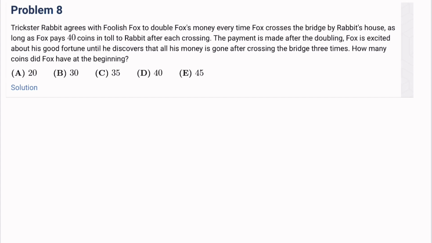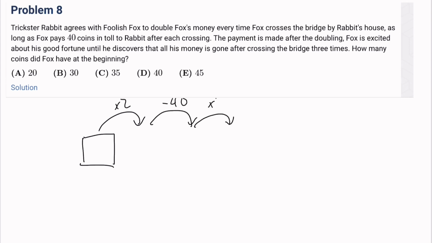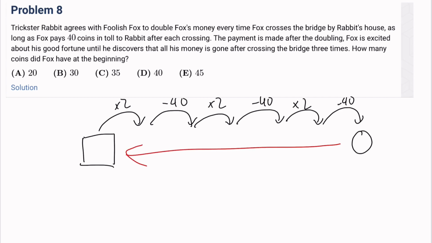Okay, so there would be a certain number of coins that Fox had at the beginning, and this is what we want to get, right? And so after he crossed the bridge 3 times, his money is 0. So since the payment is made after the doubling, there must be a doubling and a payment, and a doubling and a payment, and a doubling and a payment minus 40, and it would have become 0, right? And so now what we do is we go in the reverse direction, right?